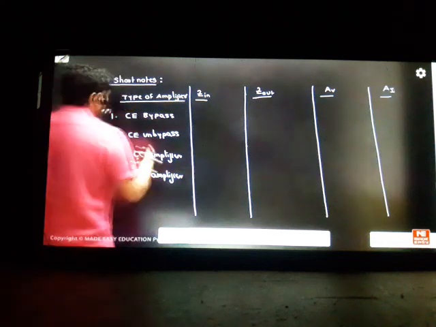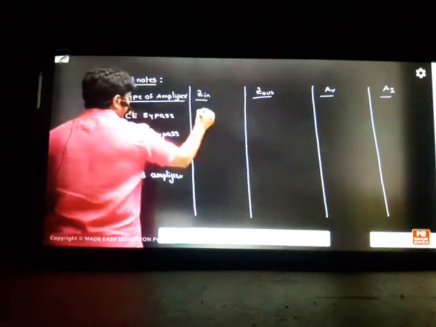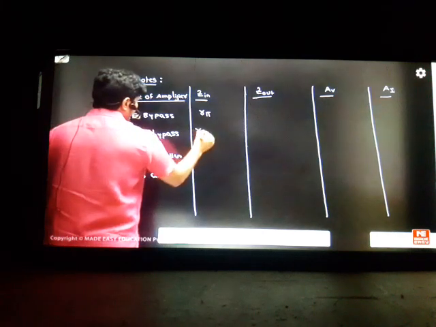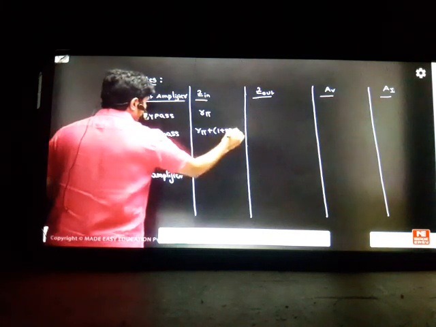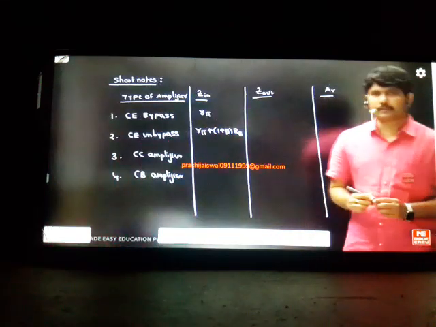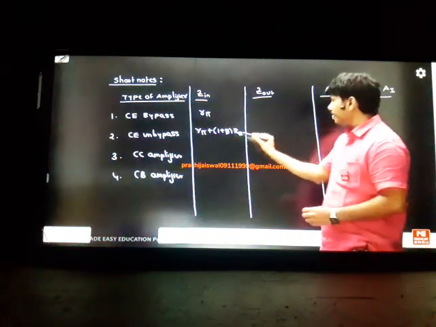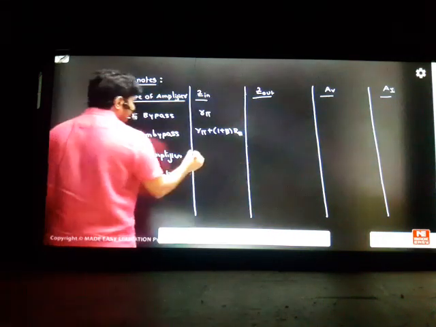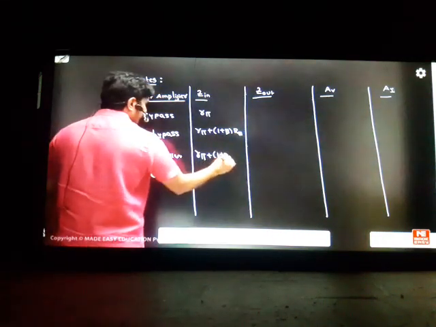Total conclusion I am giving. See here. Input impedance of my common emitter bypass I have seen is R pi. You can see we got only R pi here. But whenever you say unbypass, the answer increased to R pi plus (1 plus beta) times Re. Can you see the difference between the input impedances? When only the transistor impedance is there without Re, it is only R pi. But when you say unbypass, Re is there, so it increases to R pi plus (1 plus beta) times Re. Common collector also has the same input impedance, R pi plus (1 plus beta) times Re.